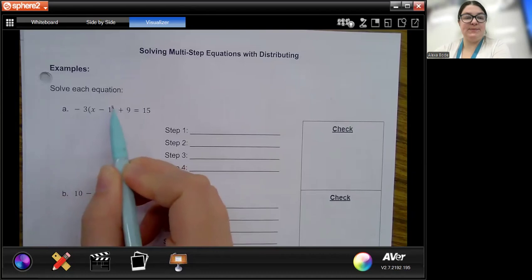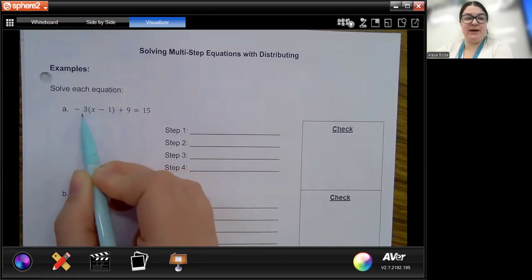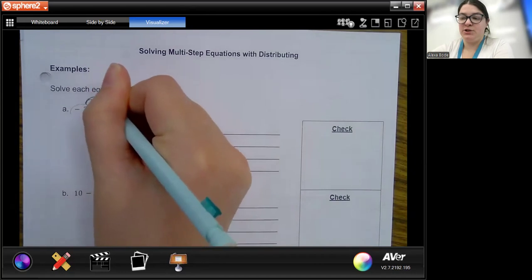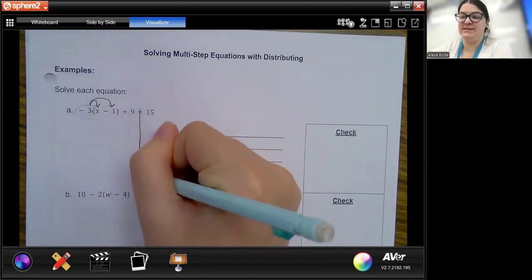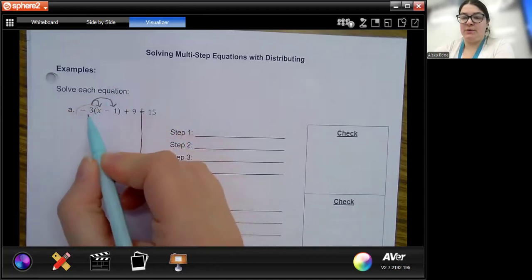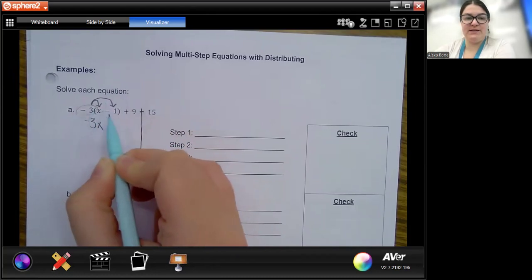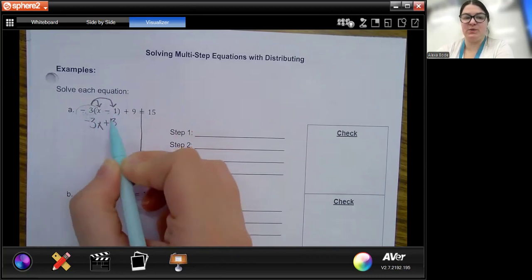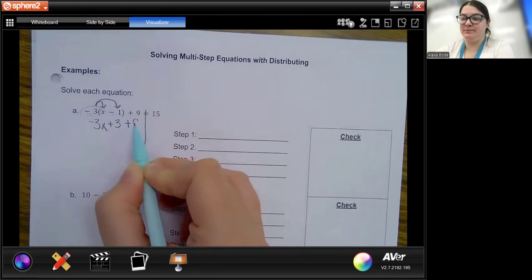So we see parentheses and a -3 on the outside with nothing in between. That means that we have to distribute this -3 into the parentheses. So one of the first things that we have to do in simplifying this side is to distribute. So we need to distribute -3 to x, which is -3x. Then -3 times -1 is +3. So negative times a negative is a positive. 3 times 1 is 3. And then our +9 comes down.